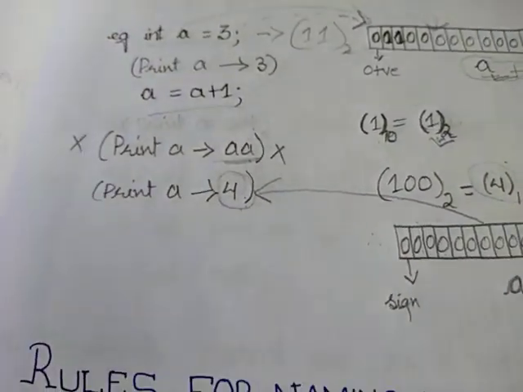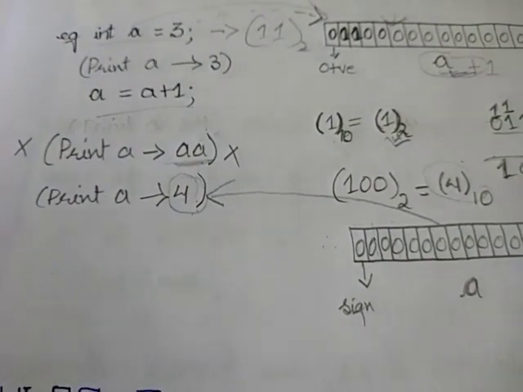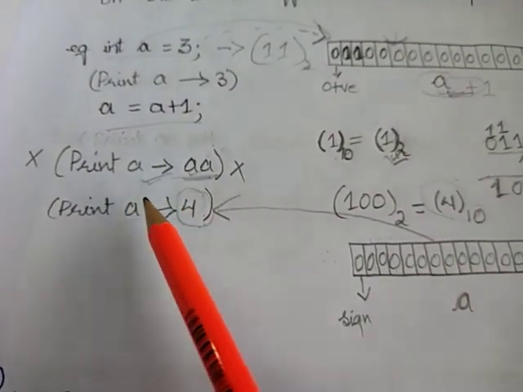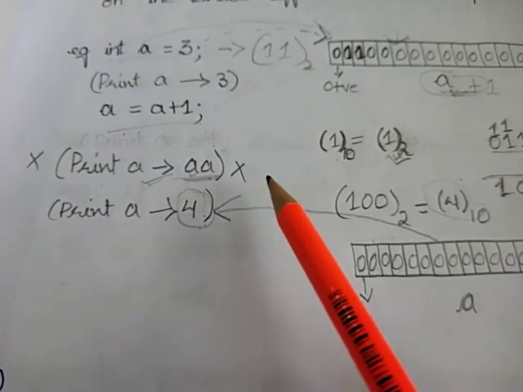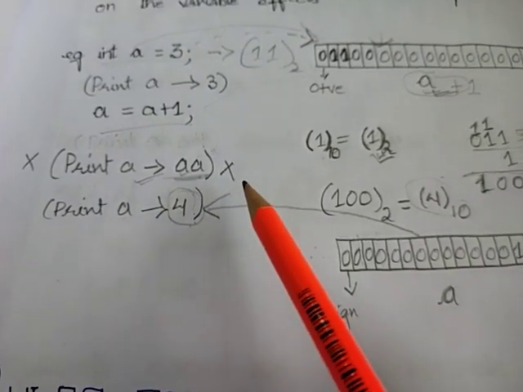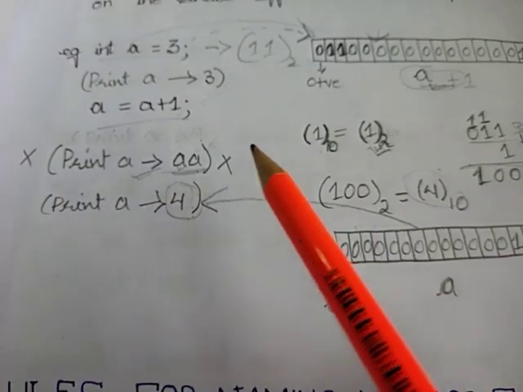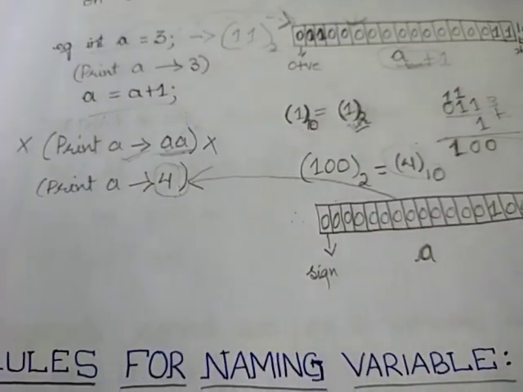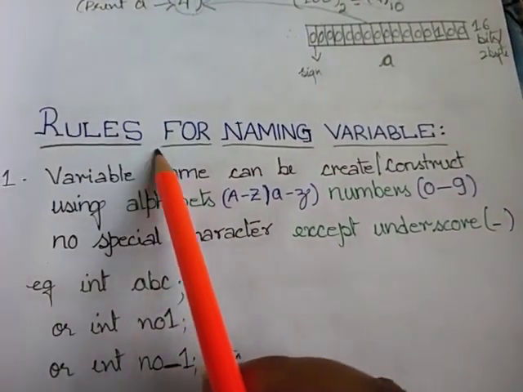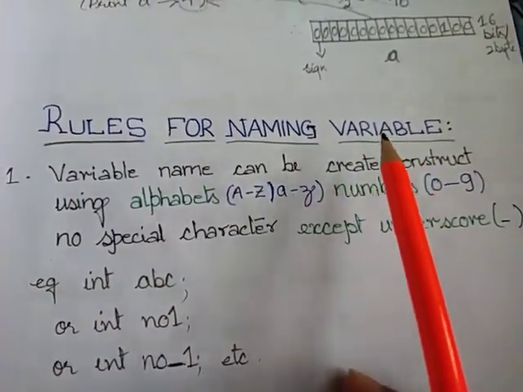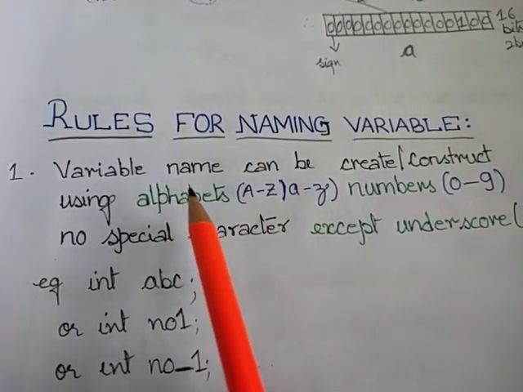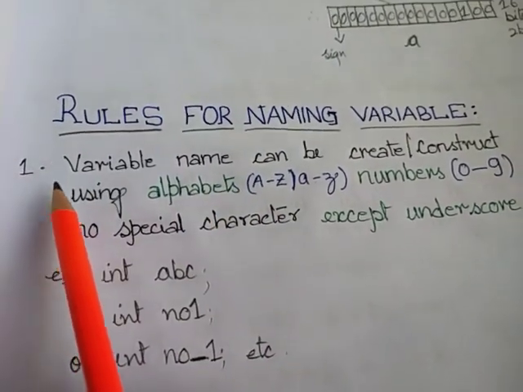So here I want to mention, whenever you give a name for your variable, you cannot simply give whatever name that you want. There are certain rules that we need to follow. So let's discuss the rules for naming the variable. Remember, whenever we give the name for the variable, we have to remember these rules. The first rule is what?